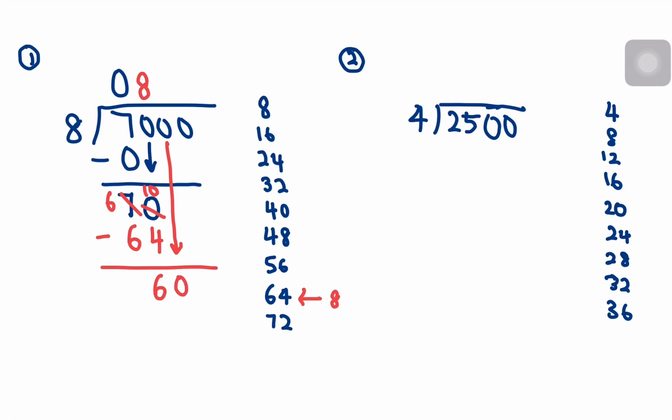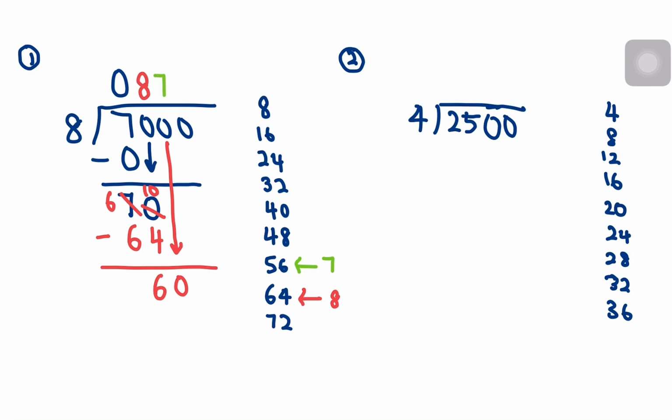So now, new question. How many groups of 8 can I find in 60? Can you find the number 60? No. The closest number is 56. So draw your arrow and then count 1, 2, 3, 4, 5, 6, 7. Count and write on top.